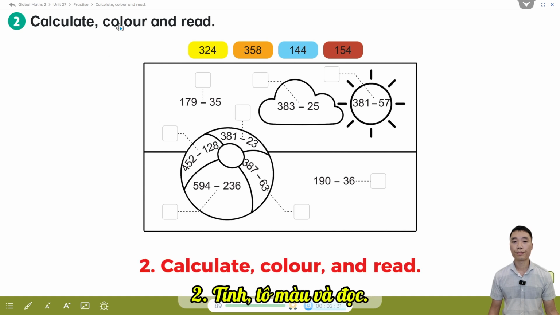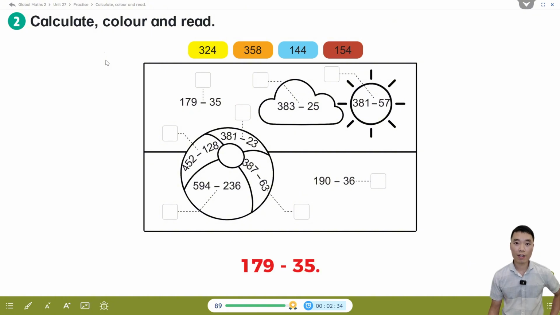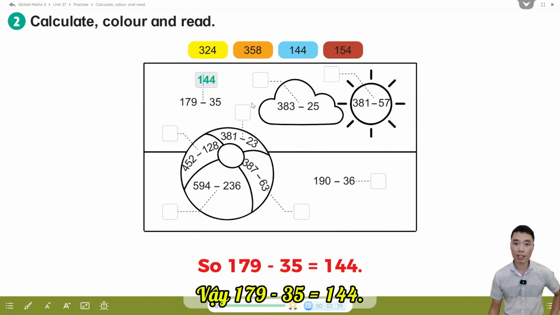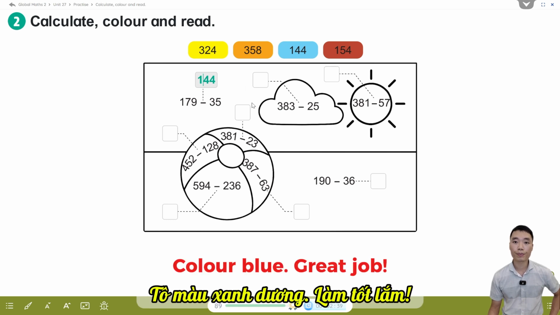Calculate, color and read. Now let's calculate, color, and read. 179 minus 35. 9 minus 5 equals 4. 7 minus 3 equals 4. 1 minus 0 equals 1. So 179 minus 35 equals 144. Color blue. Great job.